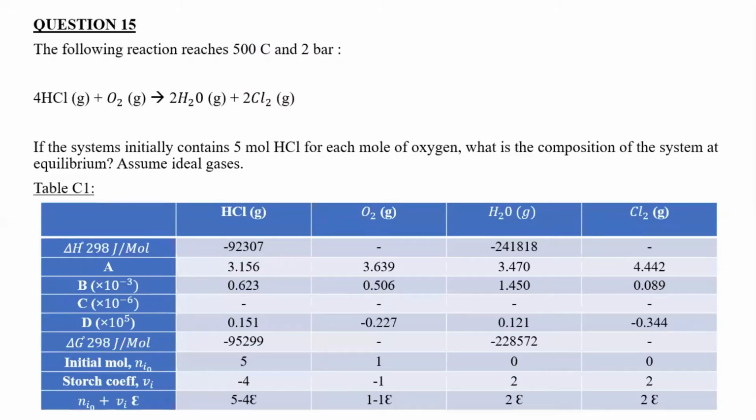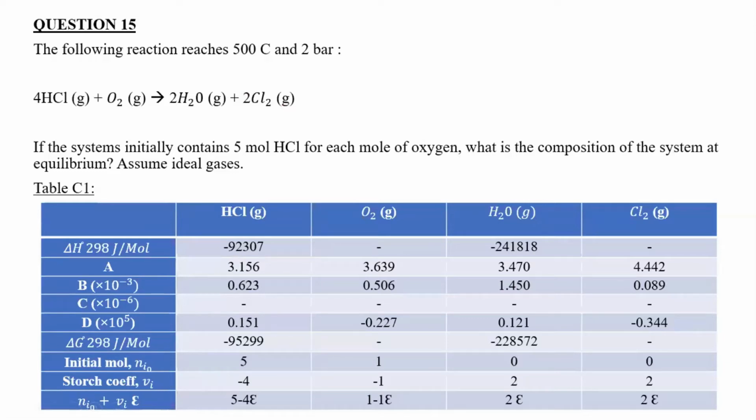Okay, so our group chose question number 15, which is basically how to find the extent of reaction, or reaction coordinate. Here the chemical reaction is 4HCl plus O2 produces 2H2O plus 2Cl2. The data given is a temperature of 500 degrees Celsius and 2 bar pressure. The question gives the initial moles, which is 5 mole HCl and 1 mole oxygen. What is the composition of the system at equilibrium? That means the question wants the mole fraction in terms of reaction coordinate.